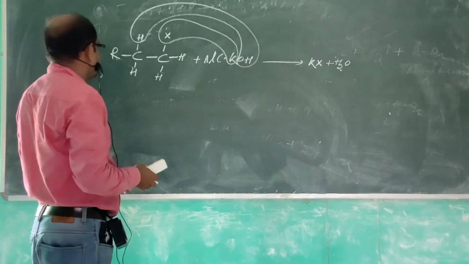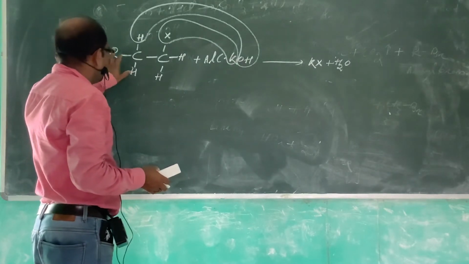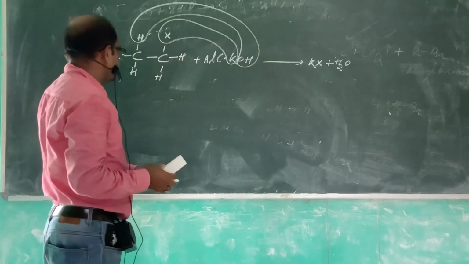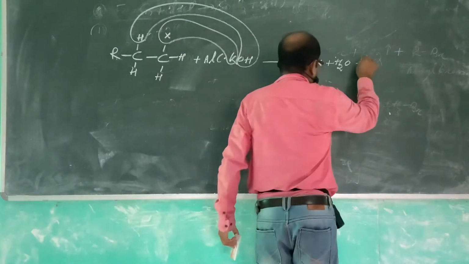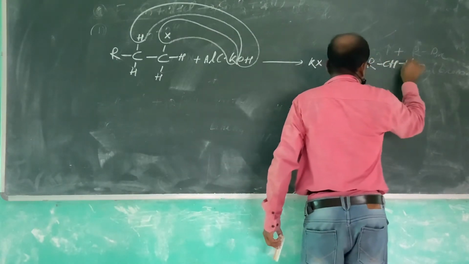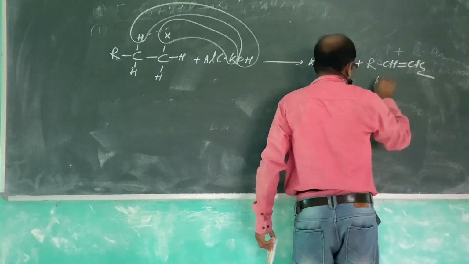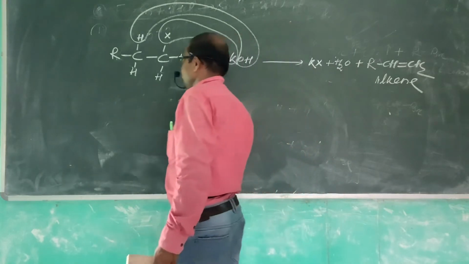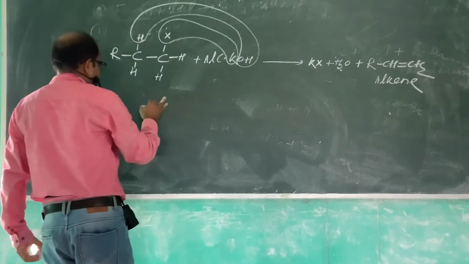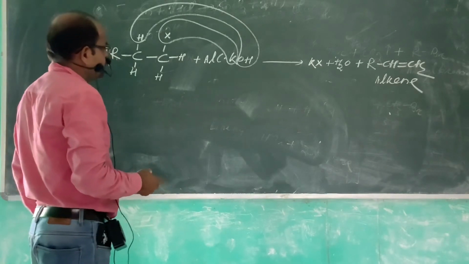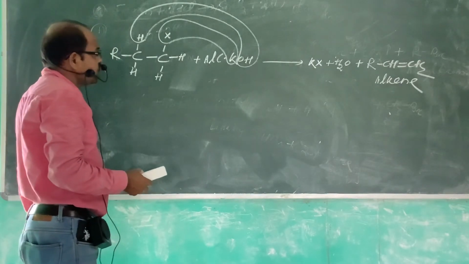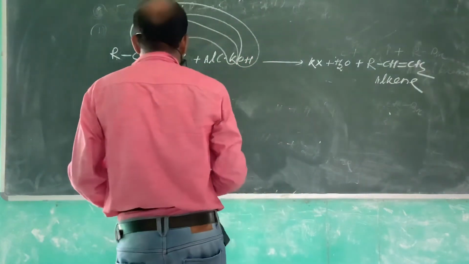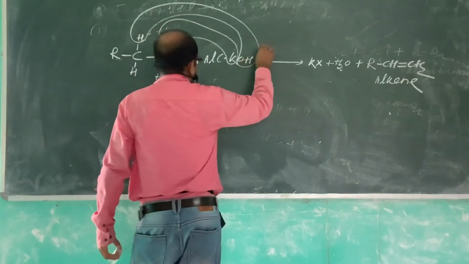As a result, to maintain the valency of both the carbon atoms, a double bond is formed between the carbon atoms. So we can get RCH=CH2. This is called an alkene. That means this process is called an elimination process, or this process is also called dehydrohalogenation process. Here hydrogen will be removed in the form of water.